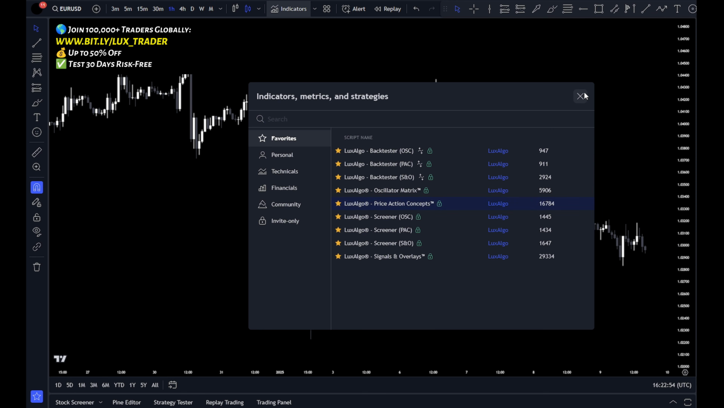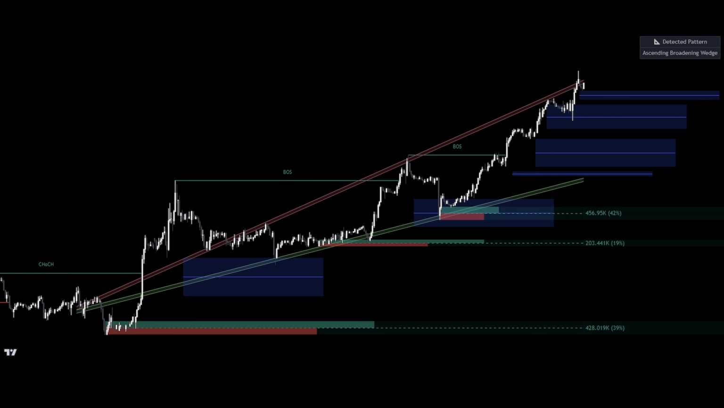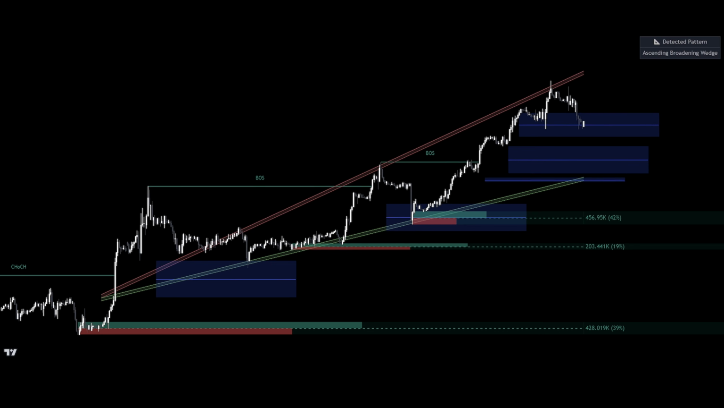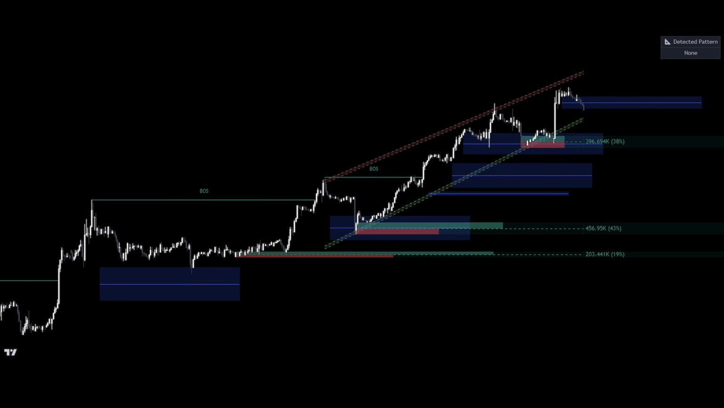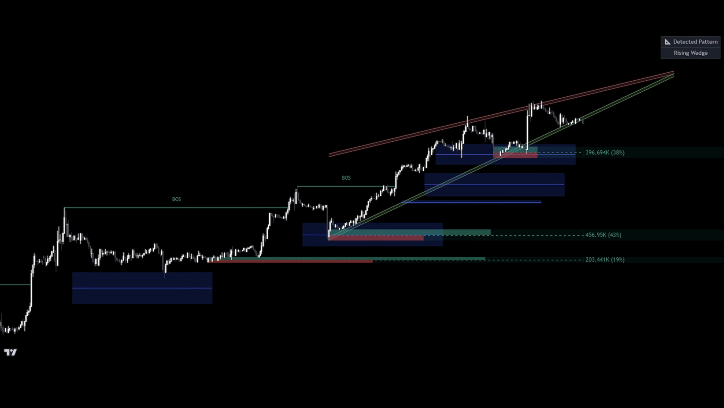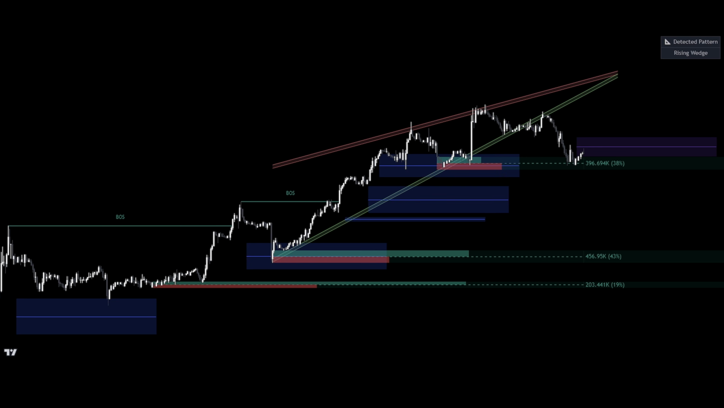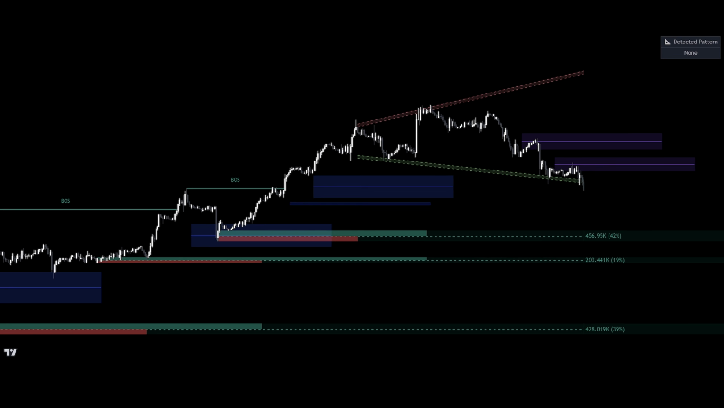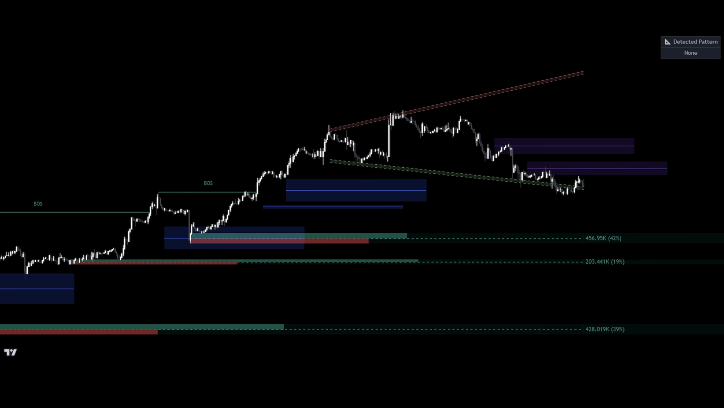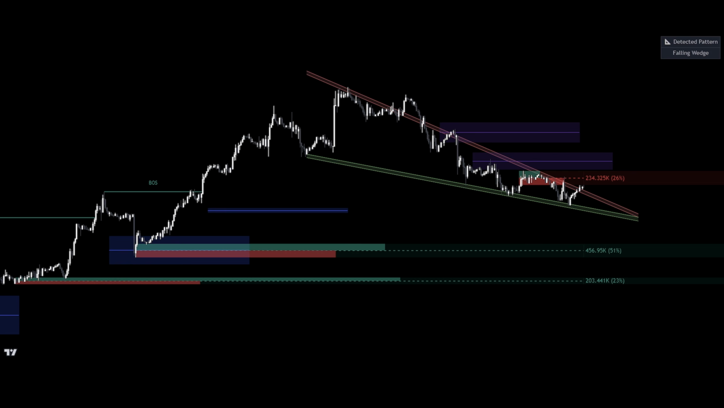Now click to add it to your chart. Before we get into customizing the Price Action Concepts indicator, let me first give you a quick overview of what this indicator is and how it's going to be used. This all-in-one toolkit automates essential price action techniques. Whether you're trading based on smart money concepts, ICT, or pure price action, this indicator takes the heavy lifting off your shoulders. Instead of monitoring your chart all day, you can let it do the work for you automatically.